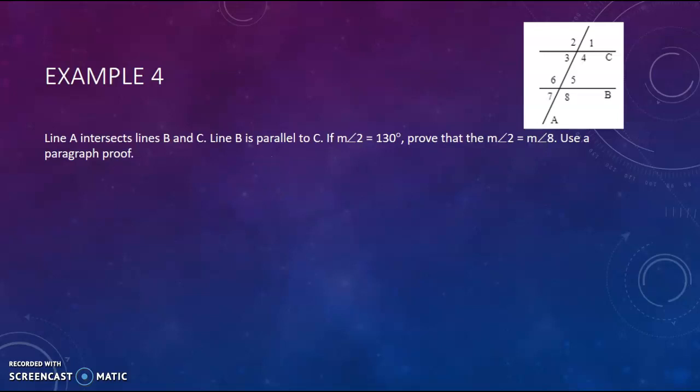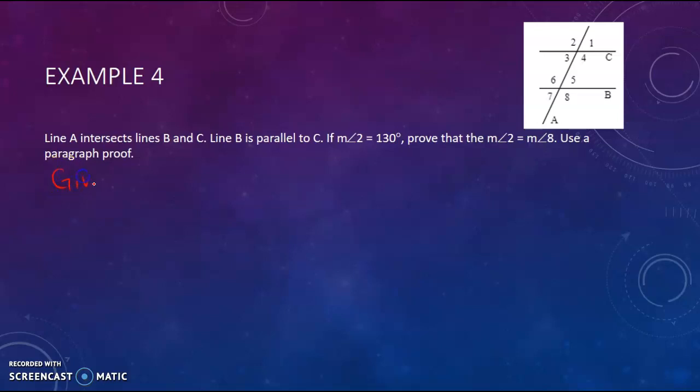Alright, so in this last proof that we're doing, we're going to write it as a paragraph proof. So those first several we call two-column proofs, and they really just kind of help us gather our thoughts. It's kind of like an outline of a proof. On this one, we're going to just go into a paragraph. So we're going to start by listing our givens.